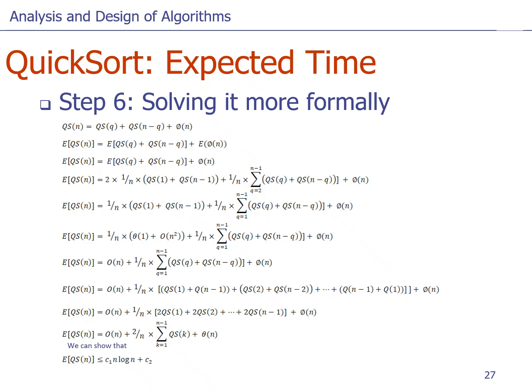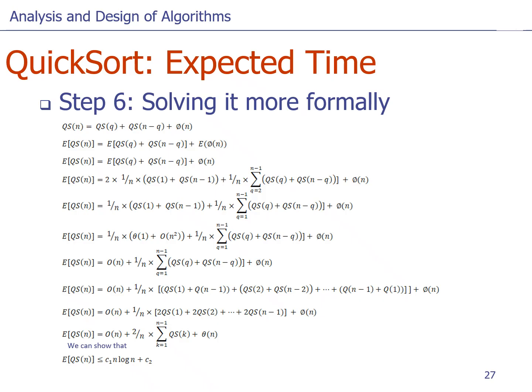1 over n of the rest. The rest include all but the smallest and the largest. So that's going to be from q equal to 2 until n minus 1. What am I going to do? I'm going to do quicksort on q plus quicksort on n minus q. Now, what remains in this analysis is just working out the math.